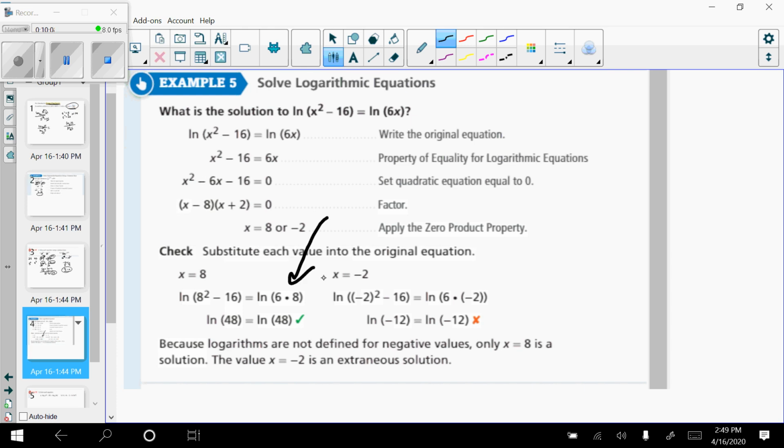And when you check it, this side works. When you check it, this side does not work. And the reason is if you actually put this in the calculator, there is no negative values for it, right? So that's why there's these. This is an extraneous solution.